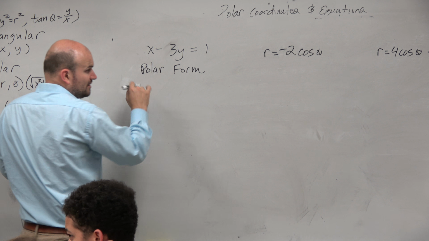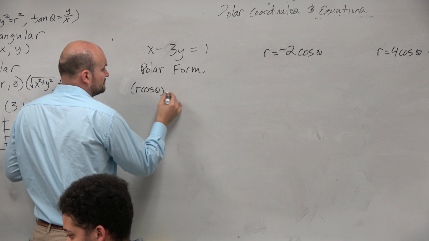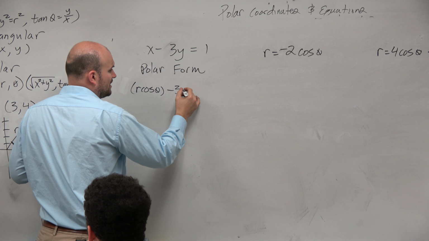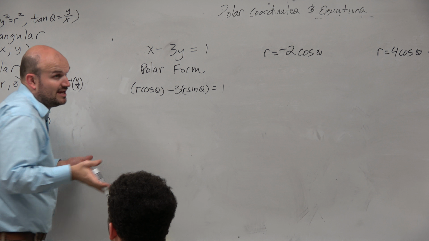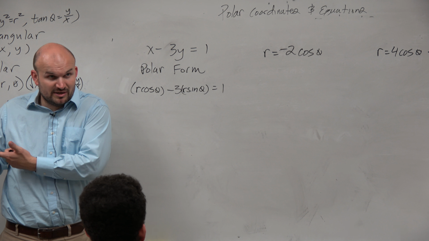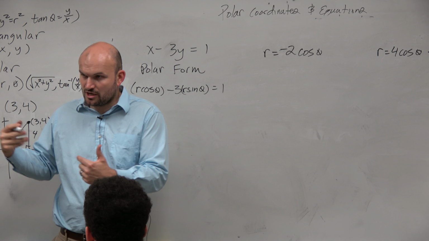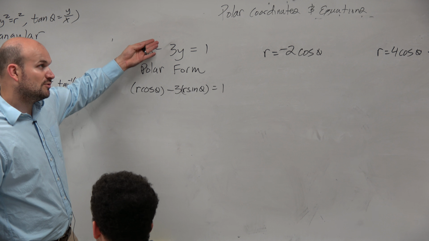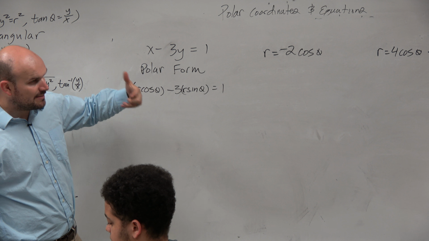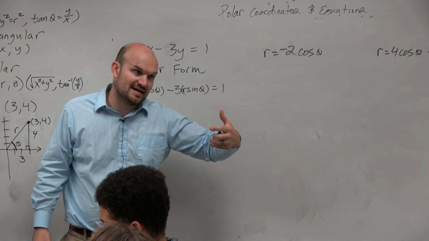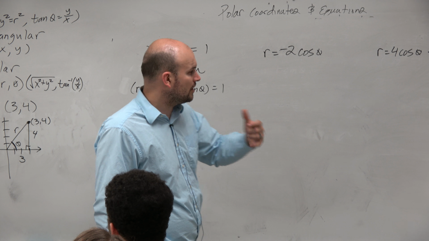So is it OK then if I just replace x with r cosine of theta, and then I replace y with r sine of theta? Is that OK? I think we've talked enough that x equals r cosine of theta, y equals r sine of theta. So when we're talking about equations, we can just replace them. Now, in polar form, or at least in the equation you guys are going to be asked, we'll want to solve for r. That's basically what we want to get to. We want to solve for r.